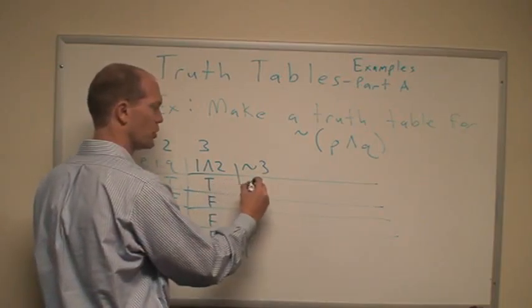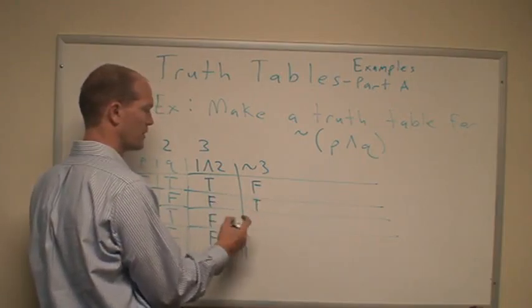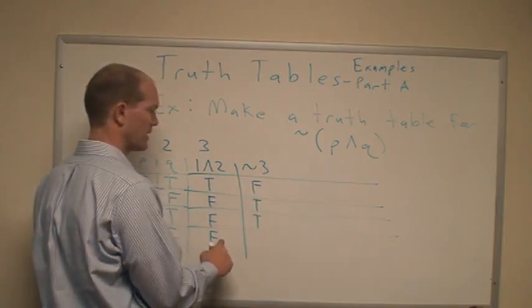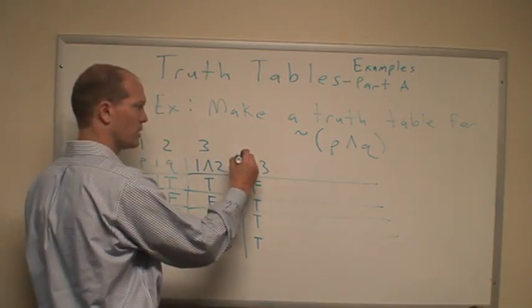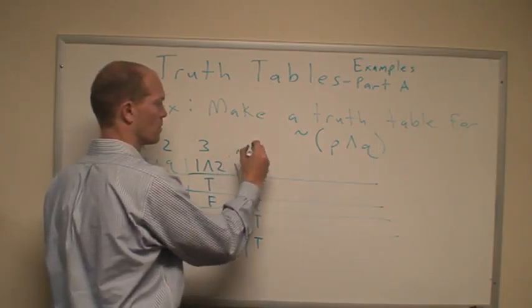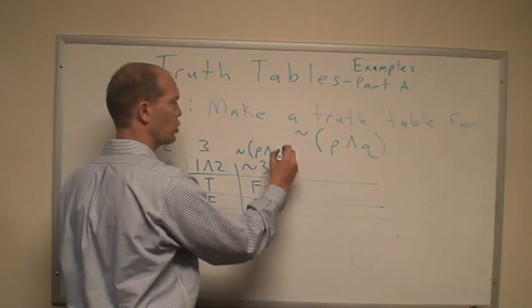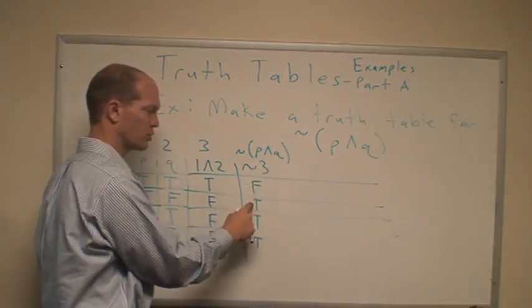The negation of something true is false. The negation of something false is true. Negation of something false is true. And the negation of something false is true. So this would be the final answer for my truth table. So the negation of P and Q, the final column in a truth table should be false, true, true, true.